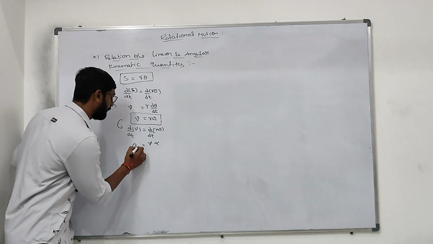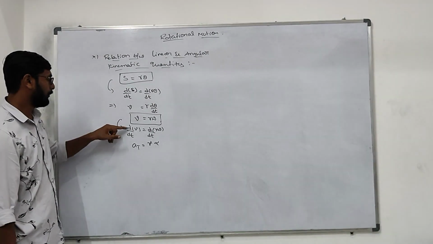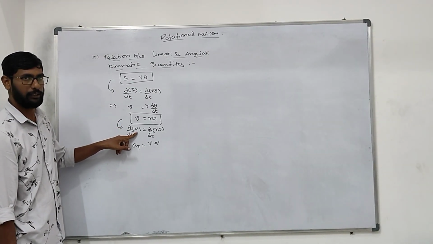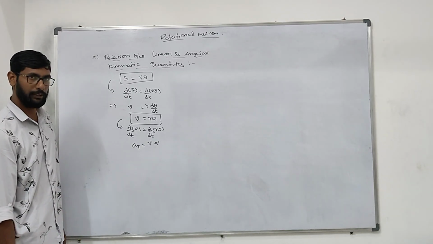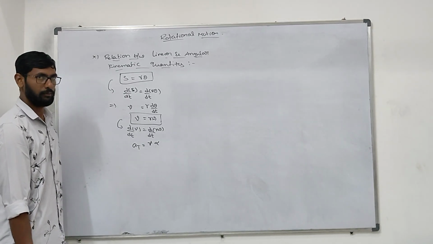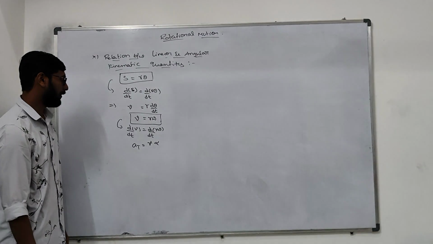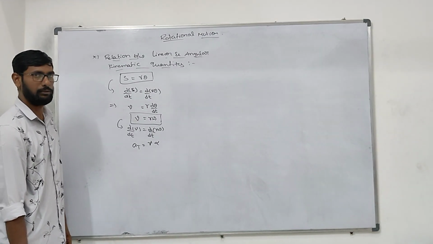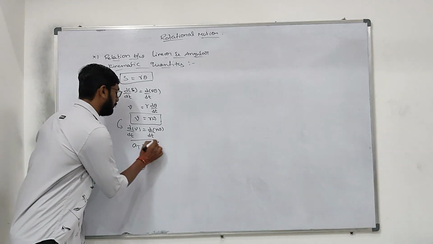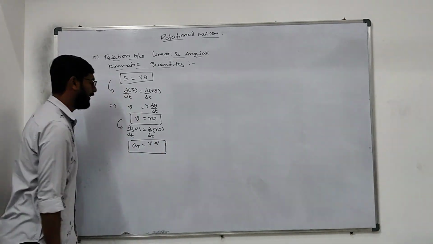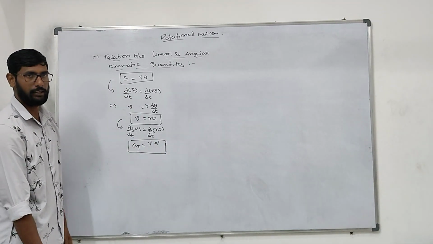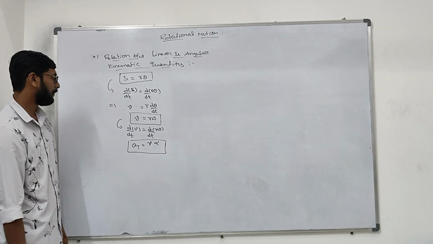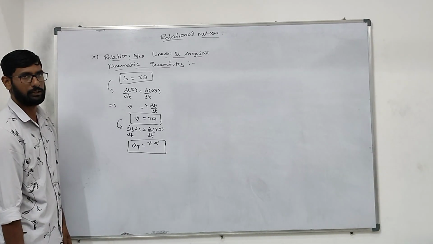Tangential acceleration. Why? Because this is due to the rate of change of speed. Centripetal acceleration is due to the change in direction. So tangential acceleration is dv by dt, centripetal acceleration is v square by r. So this is the relation between linear acceleration and angular acceleration. This is one topic.